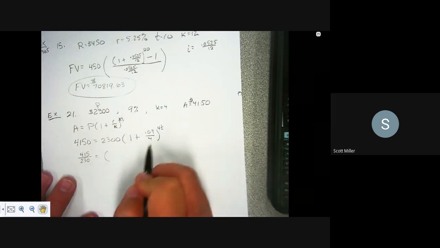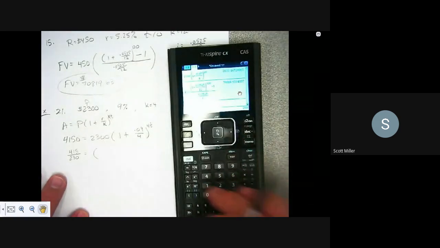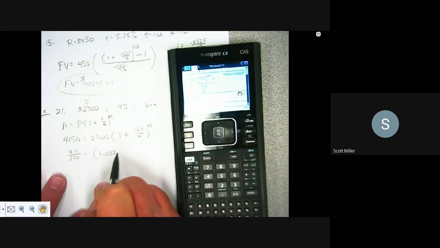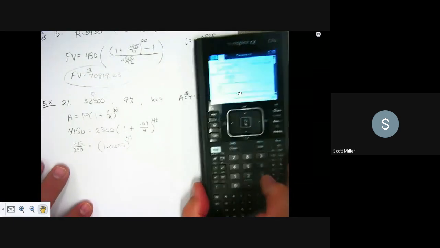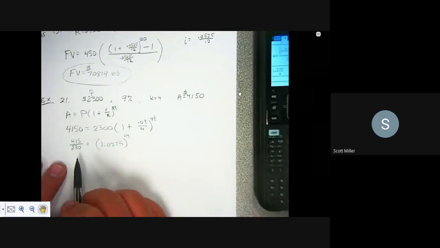And then in here, you can actually take that and give it as a single number. So what is 1 plus 0.09 divided by 4? And use the whole entire decimal. Don't chop it off, to the 4t. So once I have that form right there, then I can see that I have an isolated exponential so that I can change the form.